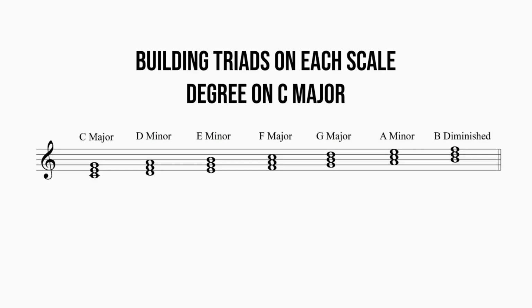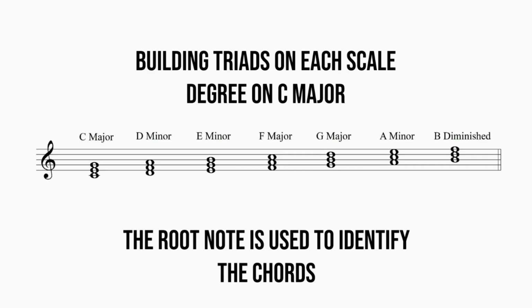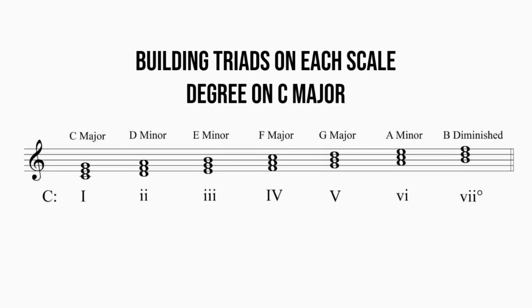The root note is used to identify the chords along with their qualities. C, E, G, for example, would be a C major chord. D, F, A would be D minor, and so on. Apart from using chord names, we could also use Roman numerals to identify these chords, and this is a more common approach in the ABRSM syllabus.